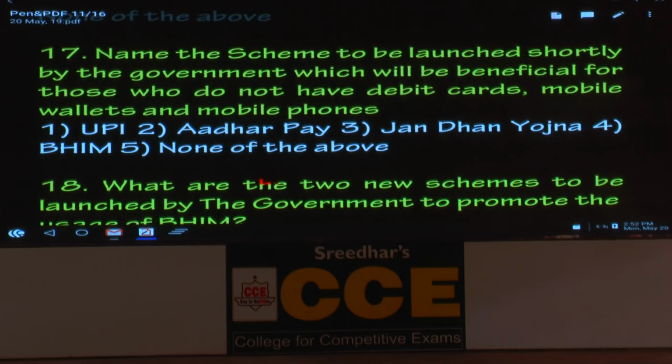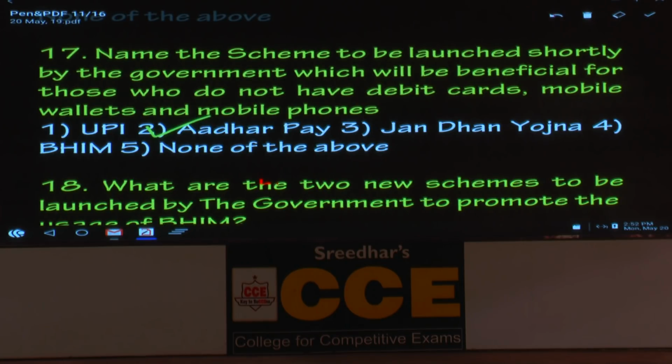Now 17, name the scheme to be launched shortly by the government which will be beneficial for those who don't have debit cards, mobile wallets and mobile phones. So where is it? 17. I think it is Aadhaar Pay. Clearly mentioned, the paragraph begins with the same information. So which option is that?